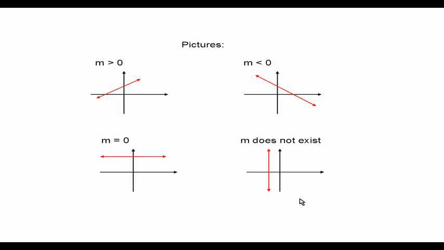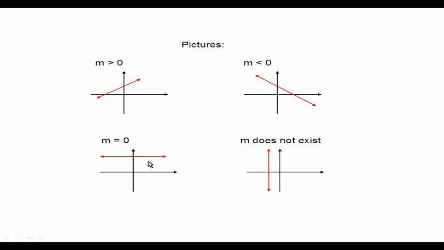Let's have some pictures of this. So this one, our red line, it's going uphill as you read from left to right. That means the slope is greater than 0. The slope is positive. That's what m greater than 0 means, positive. Here, as I go from left to right, the line is going downhill, so the slope is negative. So m is less than 0. Remember, less than 0 means negative.